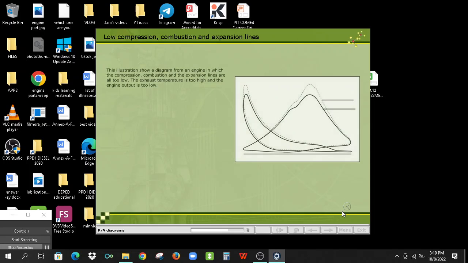This illustration shows a diagram from an engine in which the compression, combustion and the expansion lines are all too low. The exhaust temperature is too high and the engine output is too low. The reason for this can be as follows.